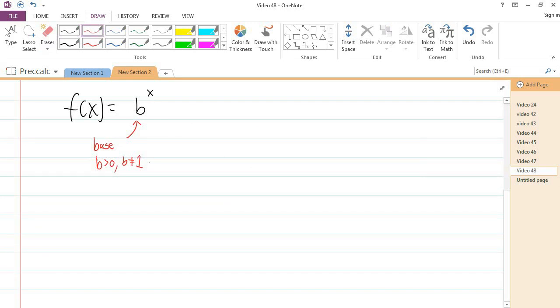Okay, so an example of an exponential function is something like f of x equals 2 to the x. So I take any x value and make it the exponent of 2. So as x increases 1 at a time, this is going to double in size.